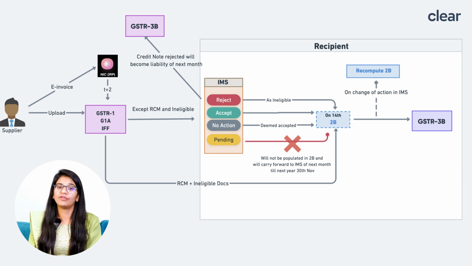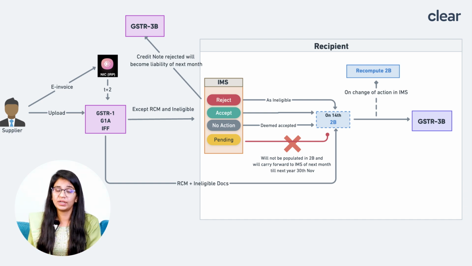Now the question is whether all documents will be populated in IMS. There are two sorts of documents which are present in GSTR-1 but will not come in IMS. One is in respect of RCM, where the recipient was liable to pay the taxes under reverse charge. That document will not form part of IMS. And second, because of ineligible ITC, it could be due to POS, which means the supplier state and the place of supply are in the same state, but the recipient GSTN is in some other state, or it's a time-barred case. In that case, this document will not form part of IMS.